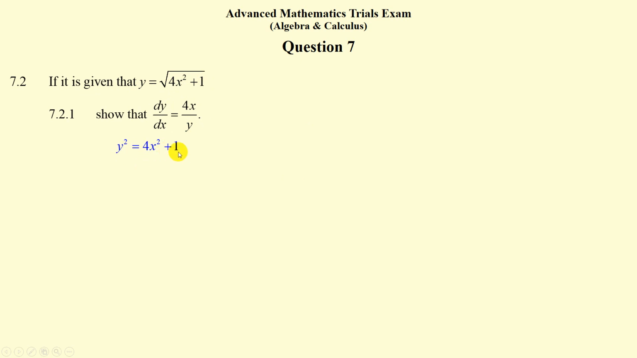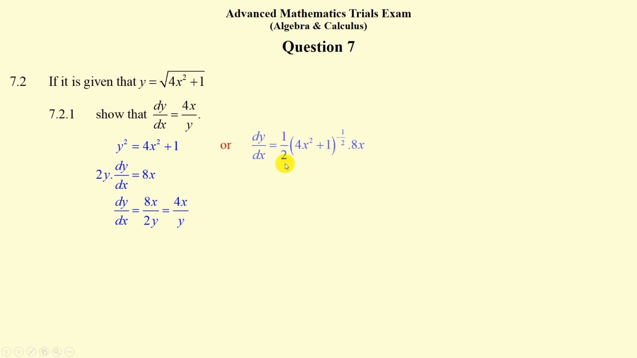Now we can differentiate each term. Y squared differentiated is 2y, but that's the outside function. The inside function is y, because this is derivative with respect to x. So therefore we have to multiply by derivative of the inside function, dy by dx, or y prime, equals derivative of 4x squared, which is 8x, and the 1 goes. Divide by the 2y, and we already have our answer, dy by dx equals 4x over y. You can do it from there if you want to.